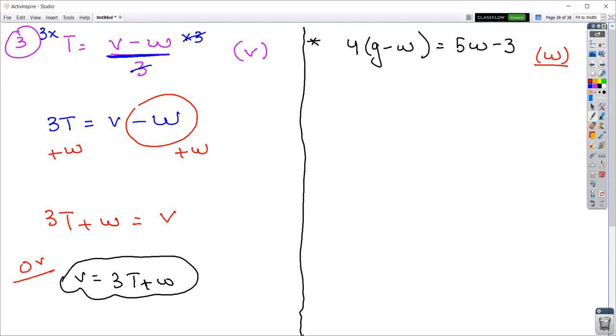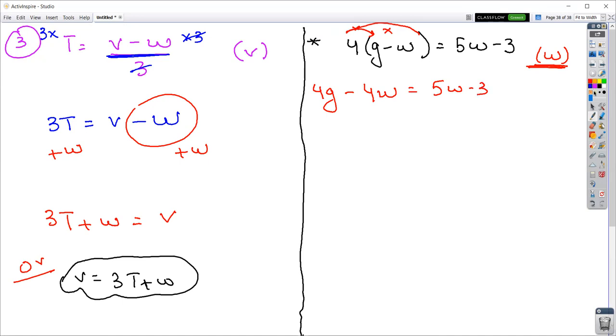So I need to do one additional step to expand the bracket, and then I'm going to rearrange in such a way that I'll be able to have the w on one side by itself. So I'm going to start by expanding the bracket. It's a single bracket. To expand a single bracket, you multiply the term written outside with the terms written inside the bracket. So to begin with, 4 times g would be 4g. There's a negative sign, you multiply them together, that would be −4w. On the right-hand side, we have 5w − 3.